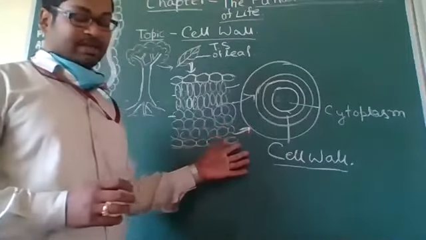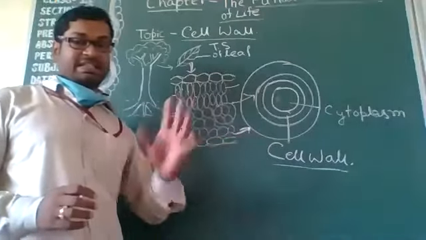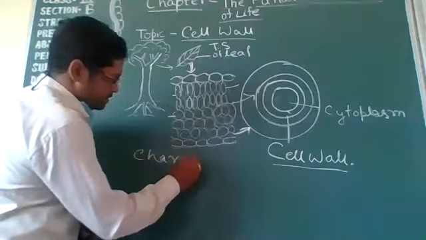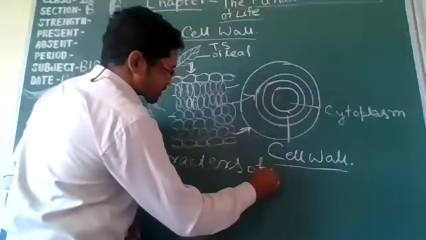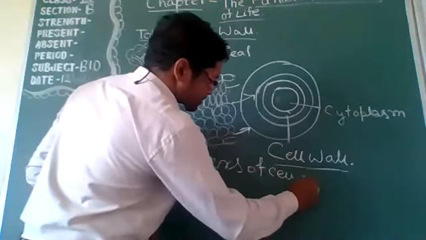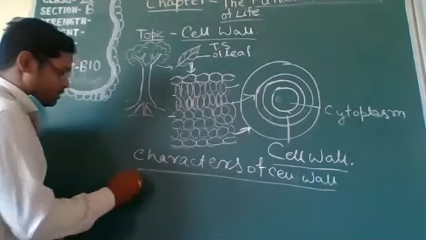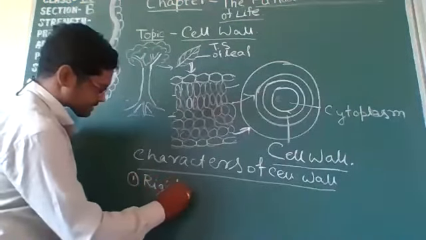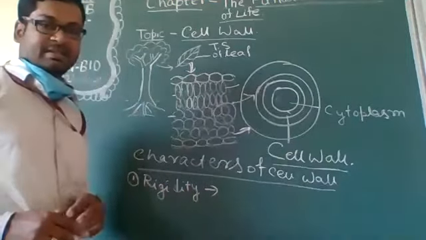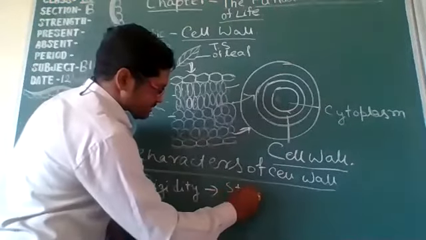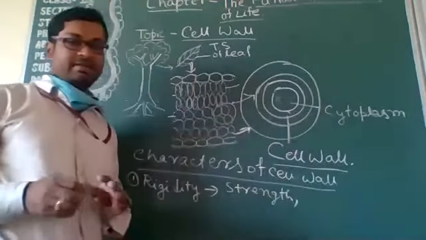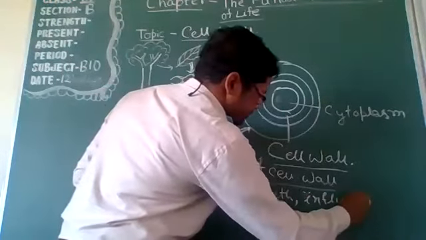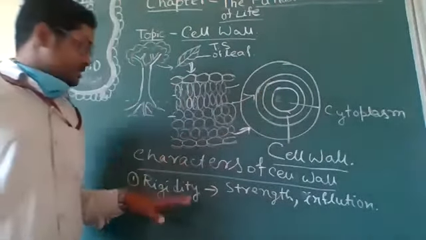And what are its characters of the cell wall? Number one, characters of cell wall: rigidity. Rigidity means strength and inflation. Okay, that is called rigidity.